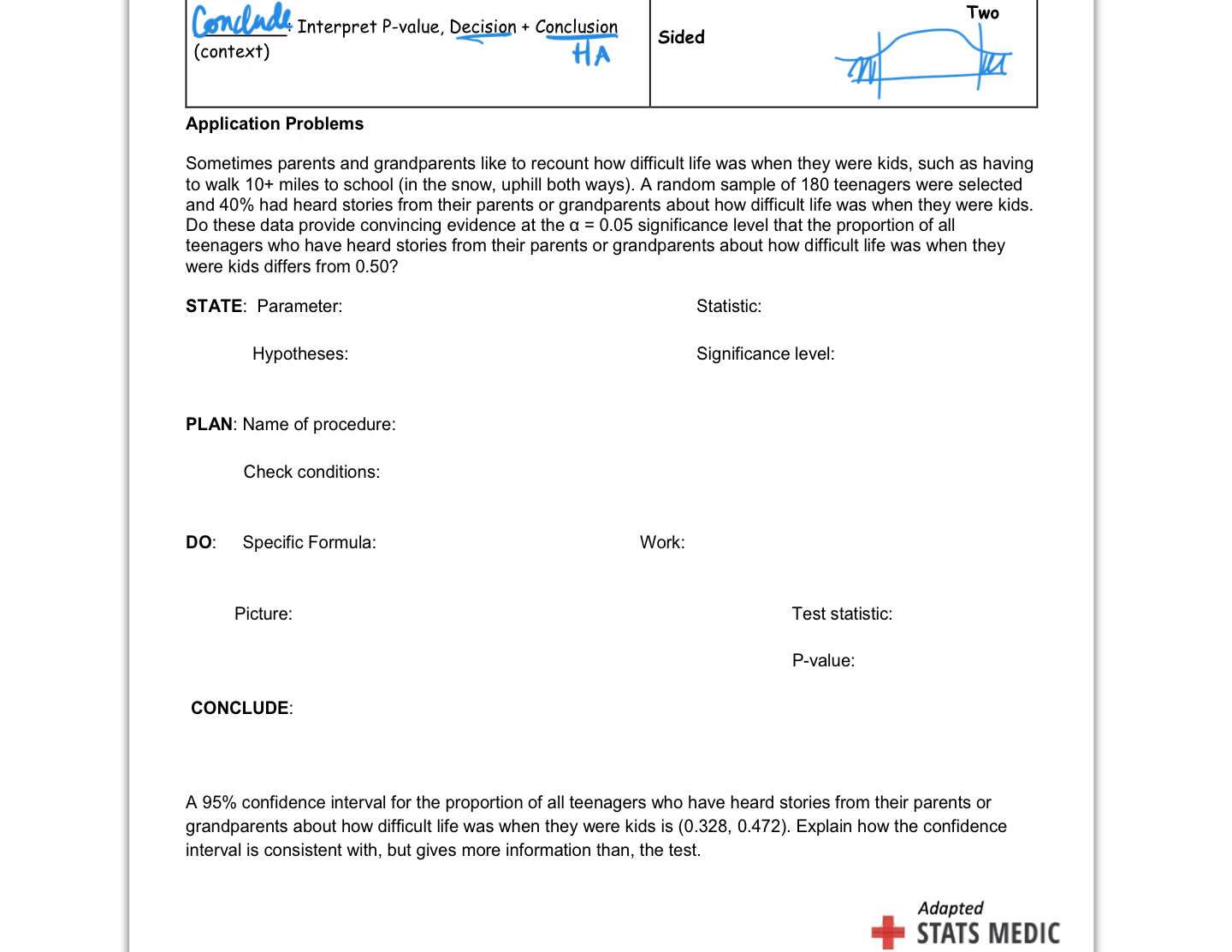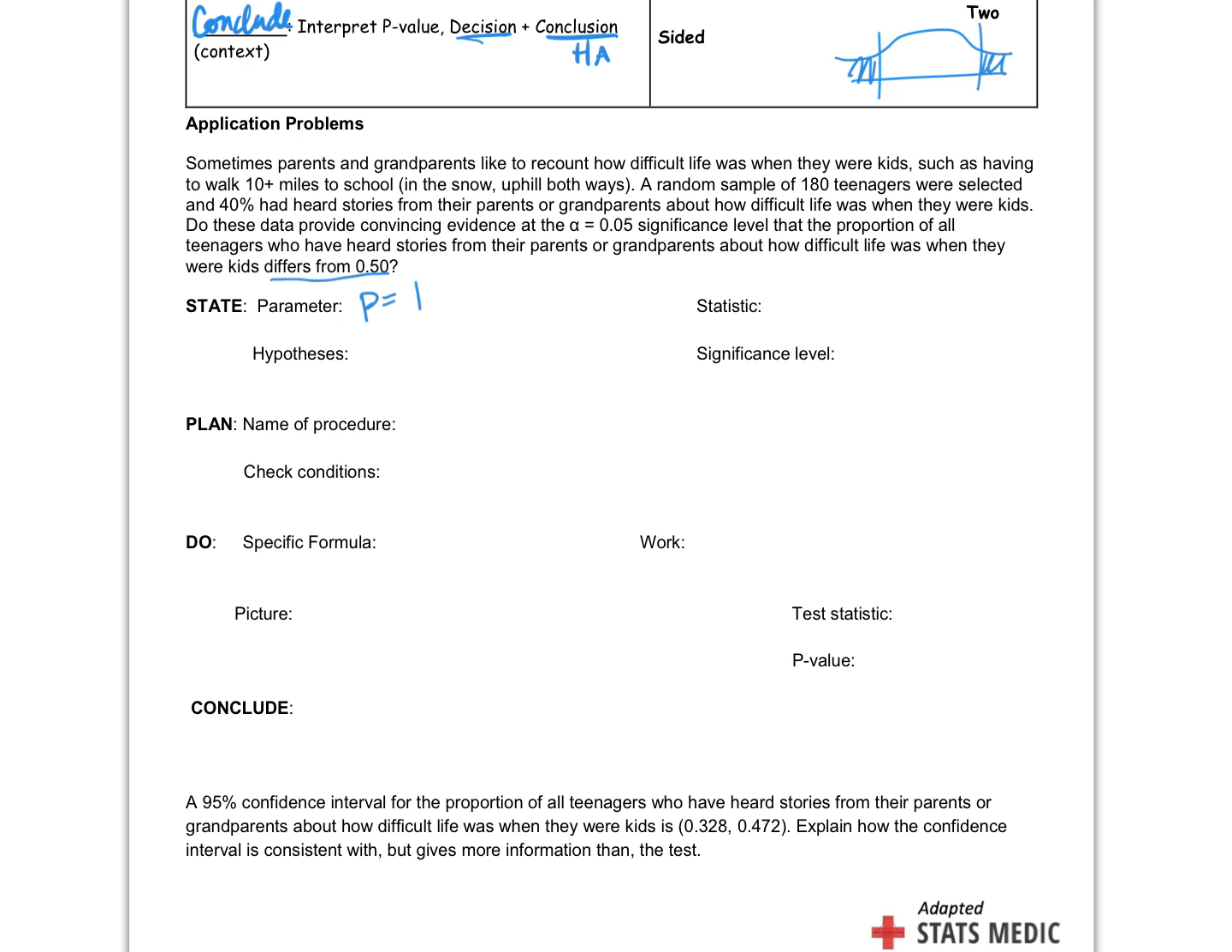Sometimes parents and grandparents like to recount how difficult life was when they were kids, such as having to walk 10 or more miles in the snow uphill both ways. You know the deal. A random sample of 180 teenagers were selected, and 40% had heard stories from their parents or grandparents about how difficult life was. Do these data provide convincing evidence at the alpha of 0.05 level that the proportion of all teenagers who've heard stories from their parents differs from 50%? So there's our key phrase, right?